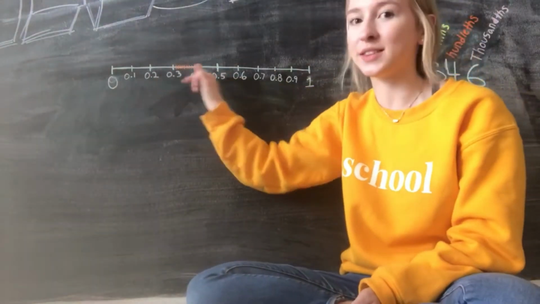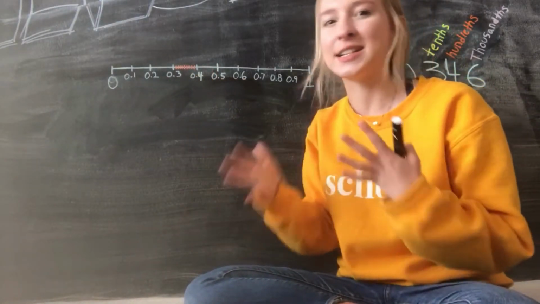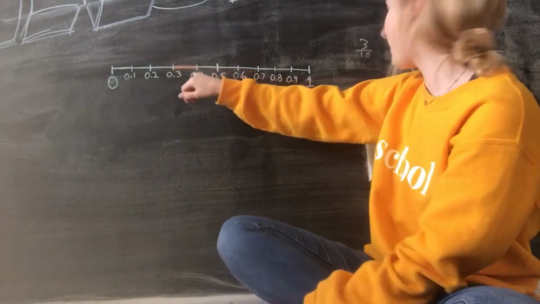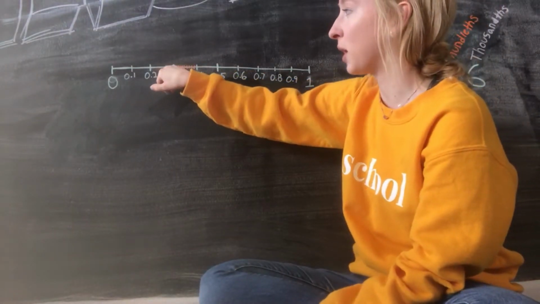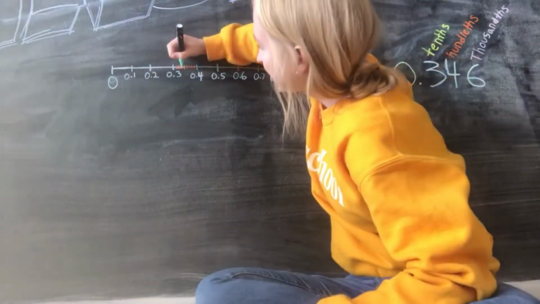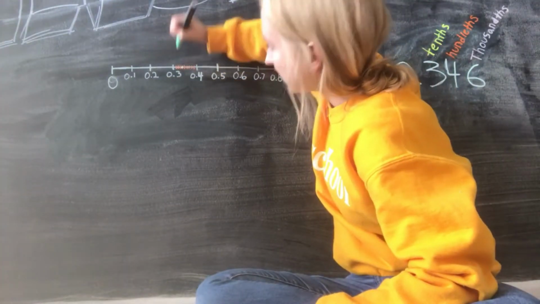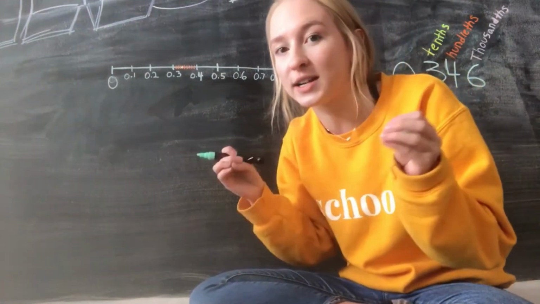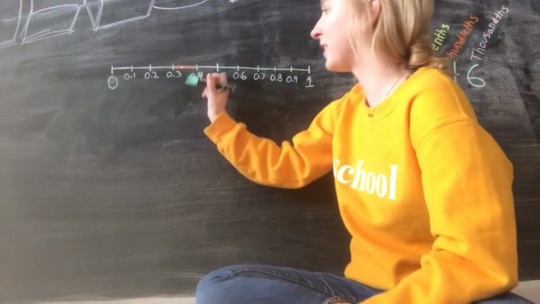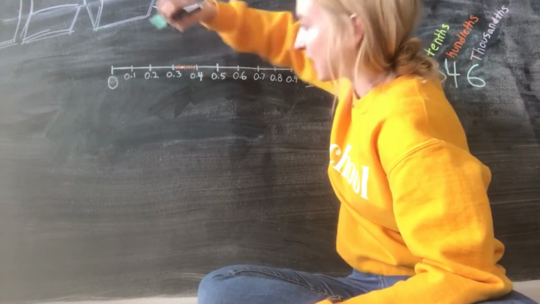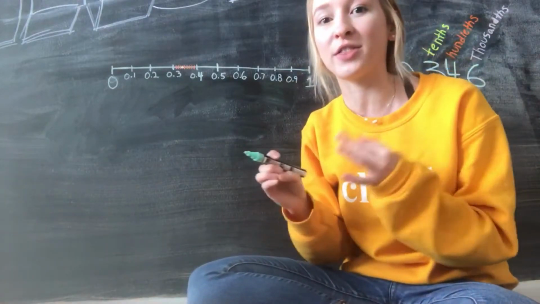I just drew it in between the 0.3 and the 0.4 because those are the numbers we're working with, and I didn't want it to get all jumbled up. So we have 0.34. If I count 1, 2, 3, 4, we know it's about on this line. But it's even more exact because it's 0.346. And so actually it's in between this little section, the 0.34 and the 0.35.